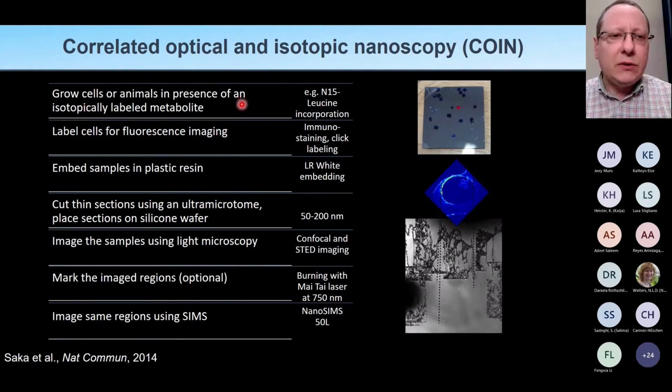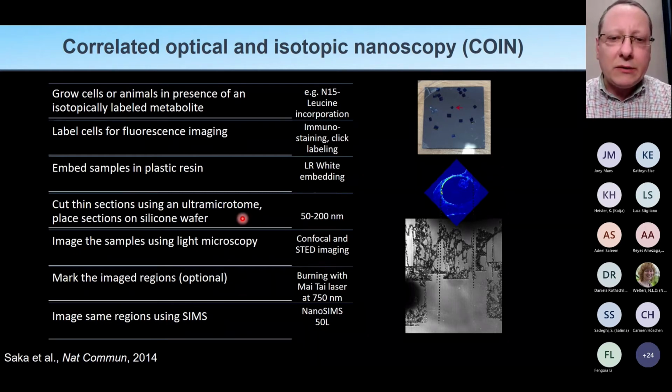You have your animals or your cells grown in presence of an isotopic metabolite. Then you do your immunostaining or any other type of labeling you may want, embed the samples in plastic resin, and just do whatever resin you like. I mean, there are many types that could work for this. We like LR White, LR Gold type of resins because they are good for fluorescence and for SIMS and for electron microscopy, should you want to do that.